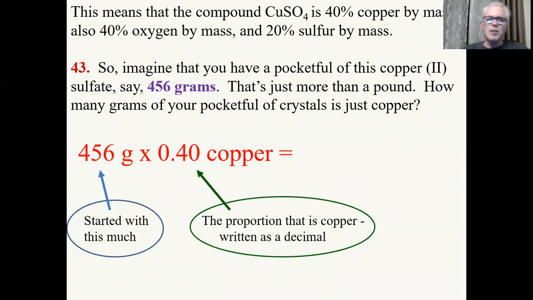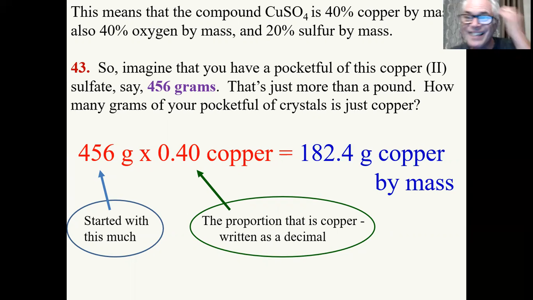We're starting with this much, 456 grams. 40%, let's turn it to a decimal. That's easy, right? 40% becomes 0.40. The whole times the proportion will give you the part of that whole that is this stuff. So do it in the calculator. Ready? Here we go. Clear. 456 times 0.40 equals, oh my gosh, look at that. 182.4. Look what I got.